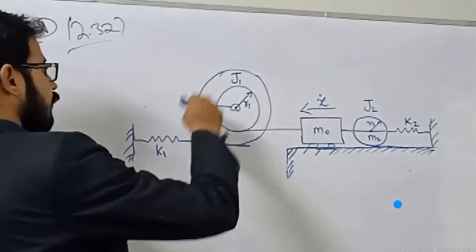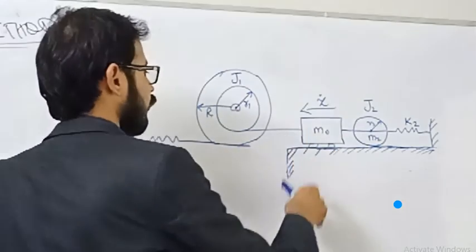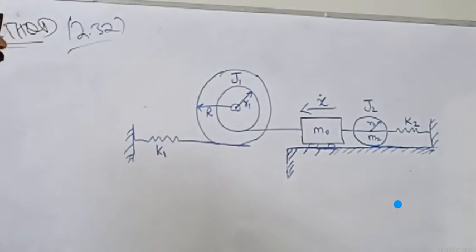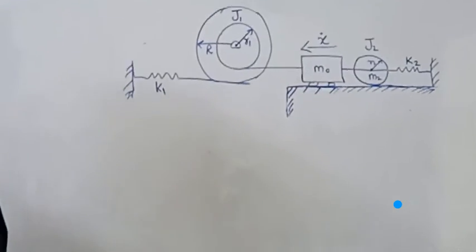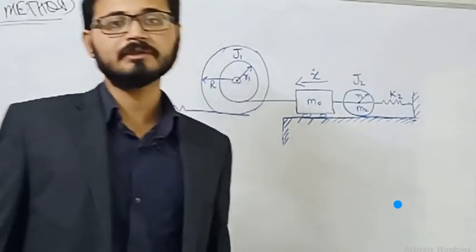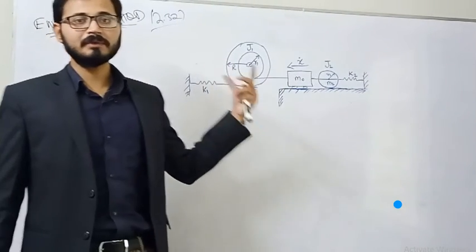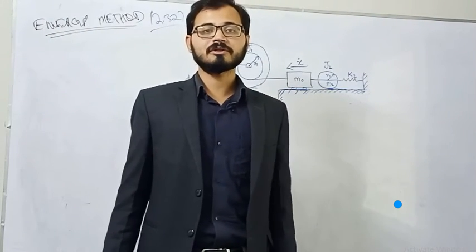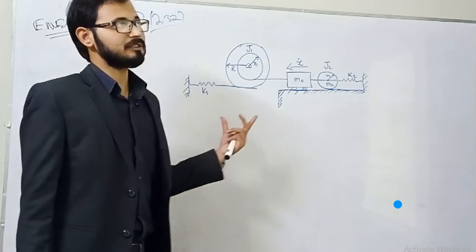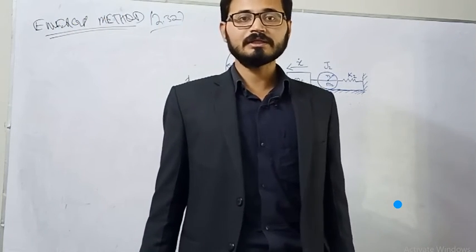So we are considering this whole body as one mass, and this is another mass that is translating, and its value is m0, and this is another mass, a disc having radius R2, mass m2 and moment of inertia J2. Now it is quite difficult to solve this numerical problem using the Newton method. Why the Newton method? Because we have to derive all the associated forces for each element, and then equate them for the equation of motion, and it will be quite difficult. But in this case we will use the energy method, and we will see how this process is helpful in finding the equation of motion and natural frequency of the system.